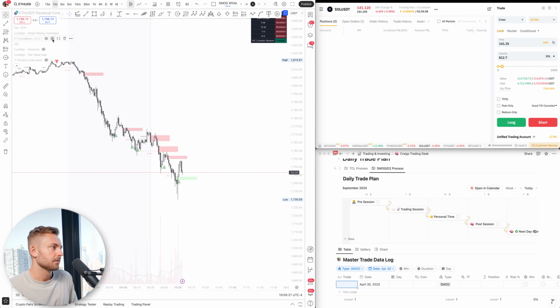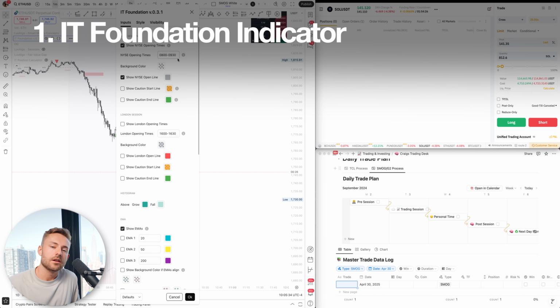Okay, as far as indicators on my chart, if you want to follow along, I have a few things. So first thing is called the IT Foundation indicator, which is in my Instagram.